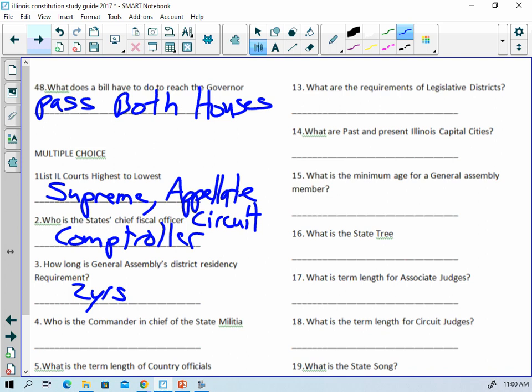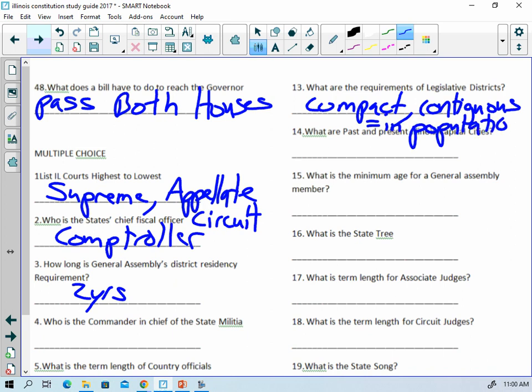What are the requirements of legislative districts? Do they have to be square? They can be square, but they don't have to be. They must be compact, contiguous, and equal in population. Relatively equal in population, not down to the person.